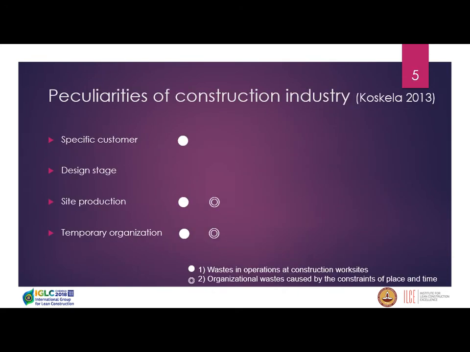So here are the peculiarities of the construction industry. Koskela proposed four peculiarities: specific customer, design stage, site production, temporary organization. Waste in operation is related to three peculiarities: specific customer to temporary organization. And then organizational waste is related to two peculiarities: site production and the temporary organization.